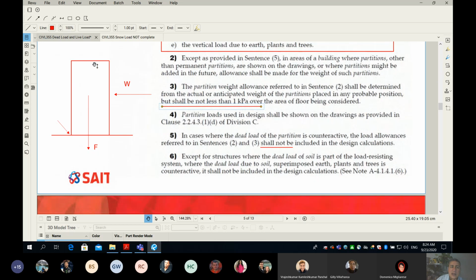Let's go back to the building. Let's say on top of the roof of this building, I have a podium on the roof, and you know, there are some trees, planters, and soil. So should we include this in our design? Because when you think about the stability of the building, you can think about those as counteractive, and if they are counteractive, then in your design, when you think about the overturn of your building, they shall not be included.